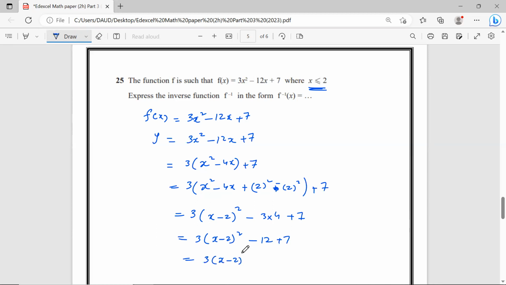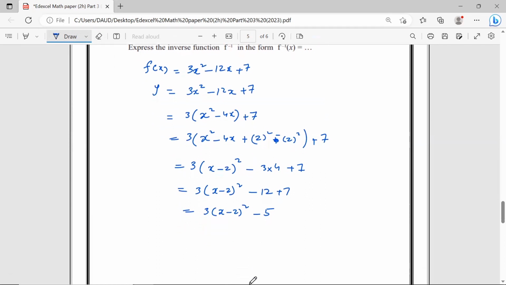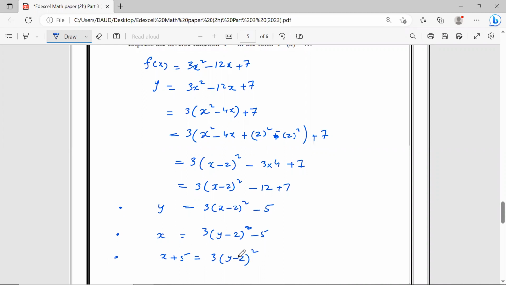So 3(x minus 2) whole squared minus 12 plus 7. So 3(x minus 2) whole squared minus 5. Once you have made it into the form of completing the square, that will help you. Now use the second point of the inverse function: change the places of x and y. Then the third step is make y the subject. We will take 5 from right to left, so it would be x plus 5 equals 3 bracket open y minus 2 whole squared.